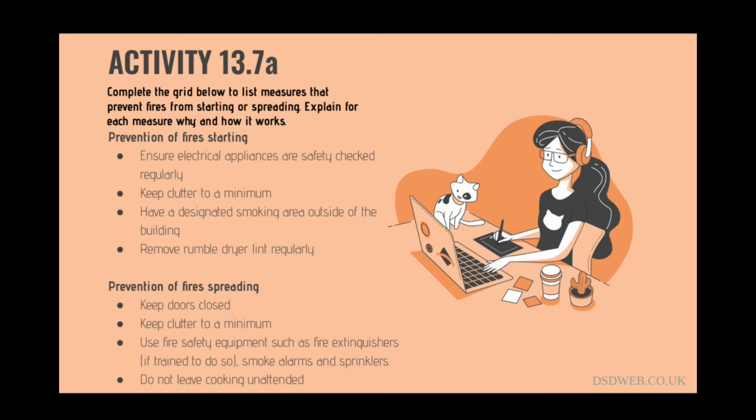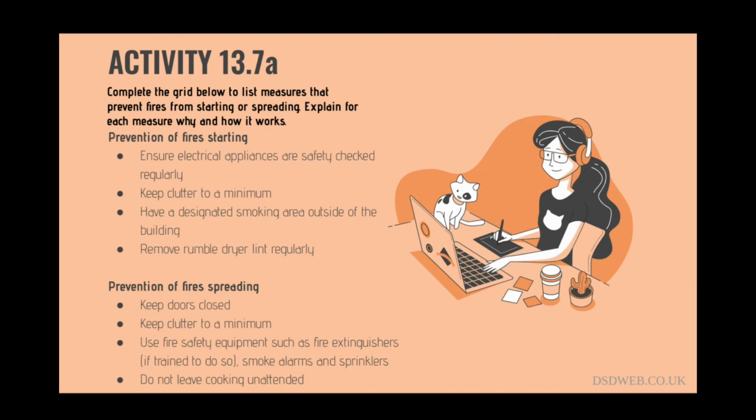Having a designated smoking area that is outside reduces the risk of naked flames being used within the building and fires starting from unextinguished cigarettes. Tumble dryers can get very hot and collect highly flammable lint, so ensuring the lint tray is emptied regularly can reduce the risk of it catching fire. To prevent fires from spreading, you could ensure that you do not leave cooking unattended. This means that if something in the oven or on the hob caught fire, you will be able to handle it quickly before it spread.